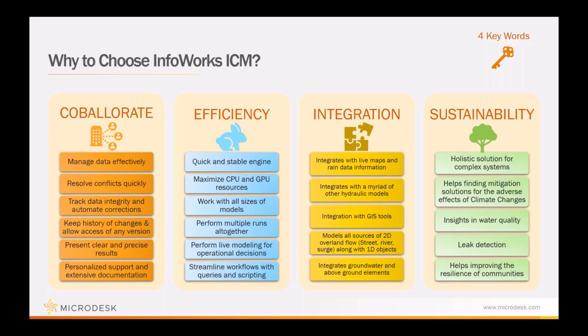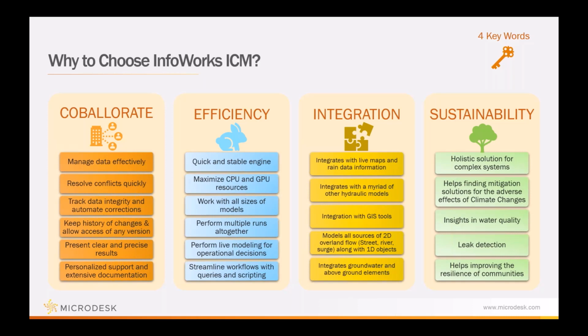In terms of efficiency, InfoWorks is by far the quickest and most stable engine out there. It will help you to maximize the CPU and the GPU resources that you have on your very expensive machines, and it will work with all sizes of models. So as I mentioned before, from small to large models, it will help you out in that aspect. It will help you to perform runs all together, perform live modeling for operational decisions, and streamline workflows with queries and scripting.